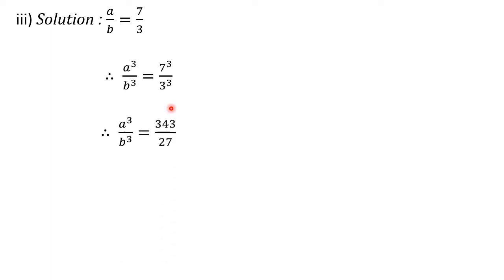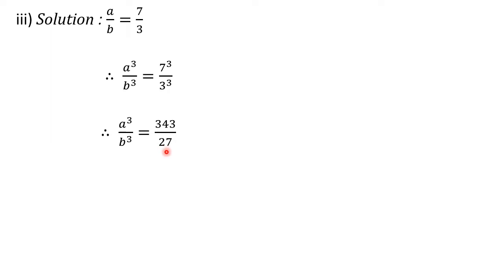So a cube upon b cube is 343 divided by 27. 7 cube means 7 into 7 into 7. 7 sevens are 49 and 49 sevens are 343. And 3 cube is 3 into 3 into 3. So 3 into 3 is 9 and 9 into 3 is 27. Okay. So this way we are going to get the answer.